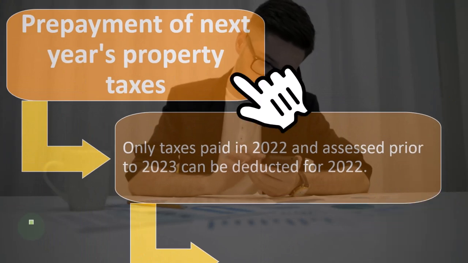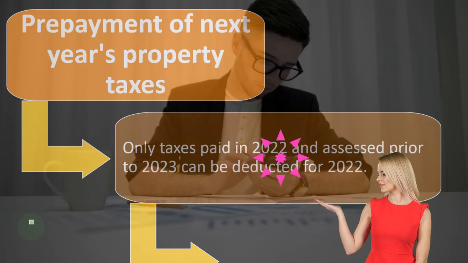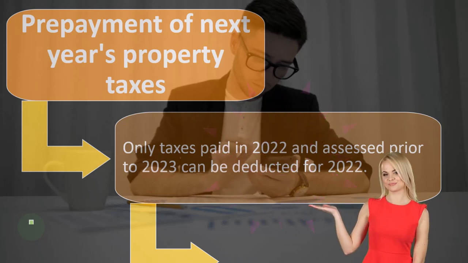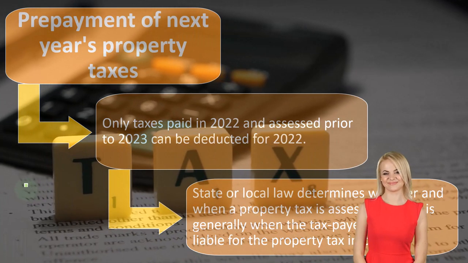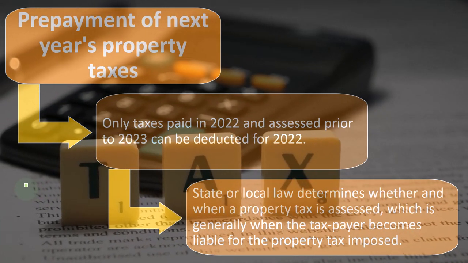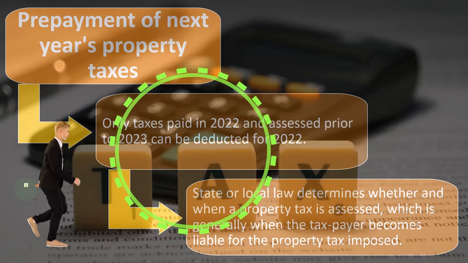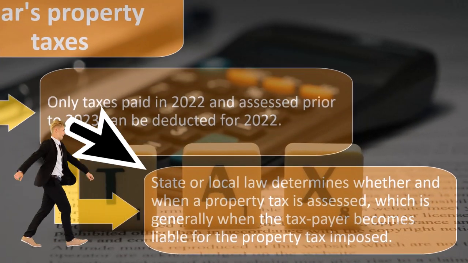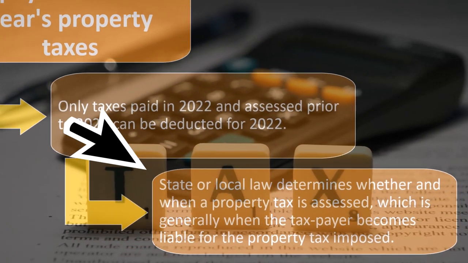So prepayments of next year's property taxes. Only taxes paid in 2022 and assessed for 2022 can be deducted for 2022. Same kind of thing: limitations on the payment for a cash-based system. They're concerned about that cutoff problem with a cash-based system. State or local law determines whether and when a property tax is assessed, which is generally when the taxpayer becomes liable for the property tax imposed.